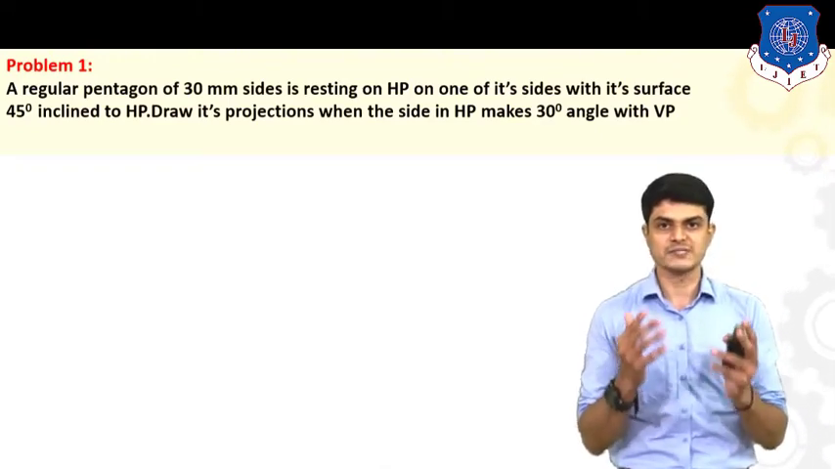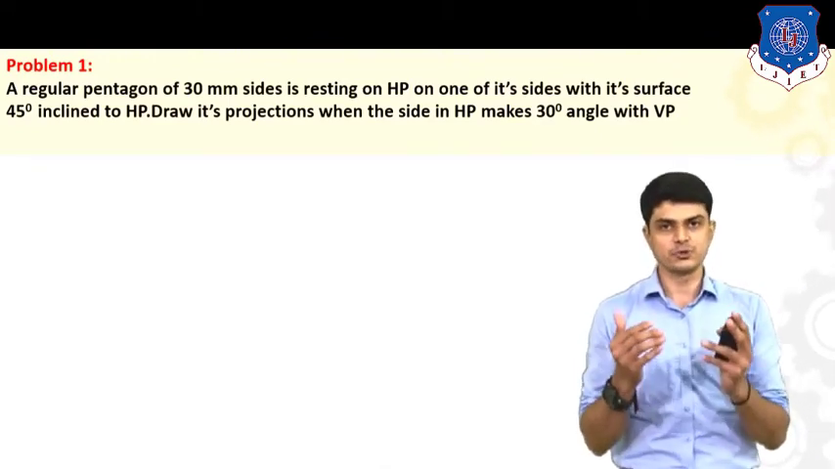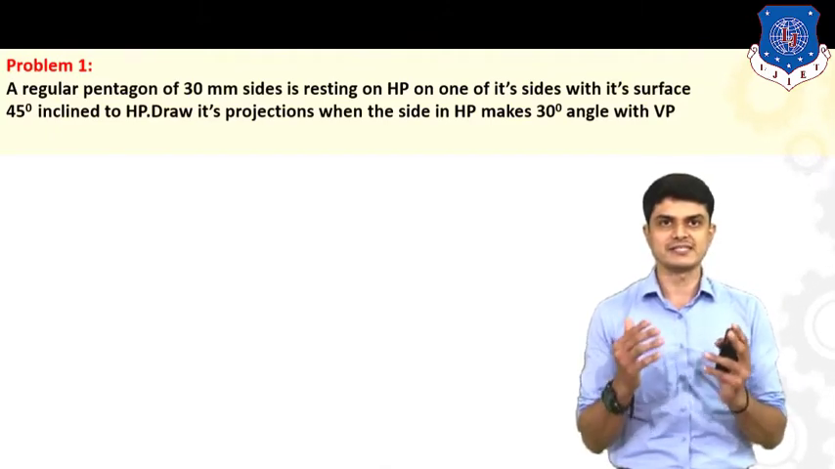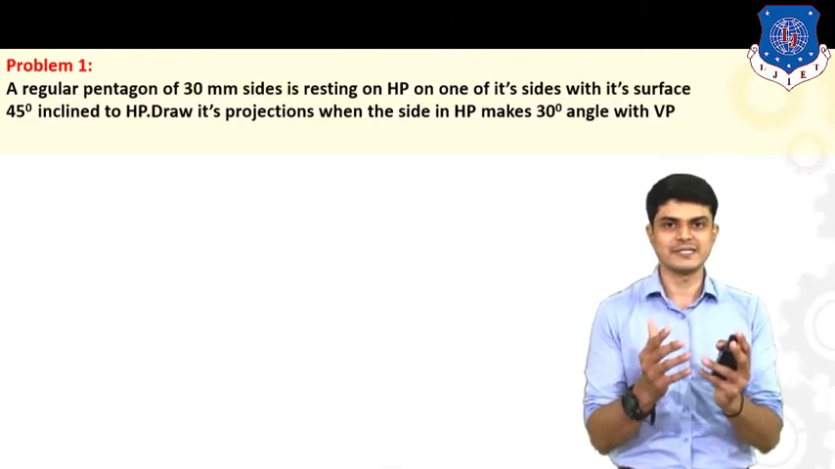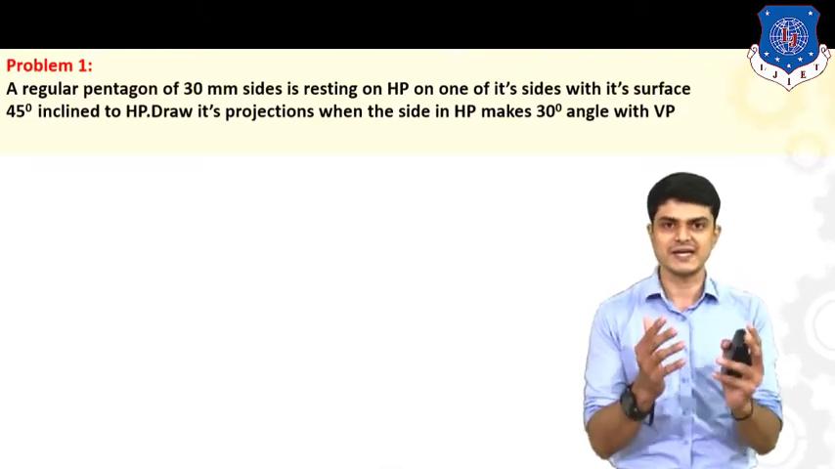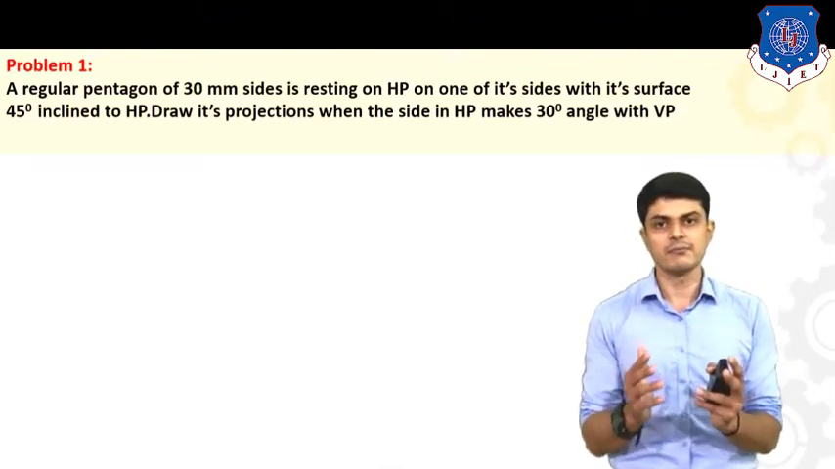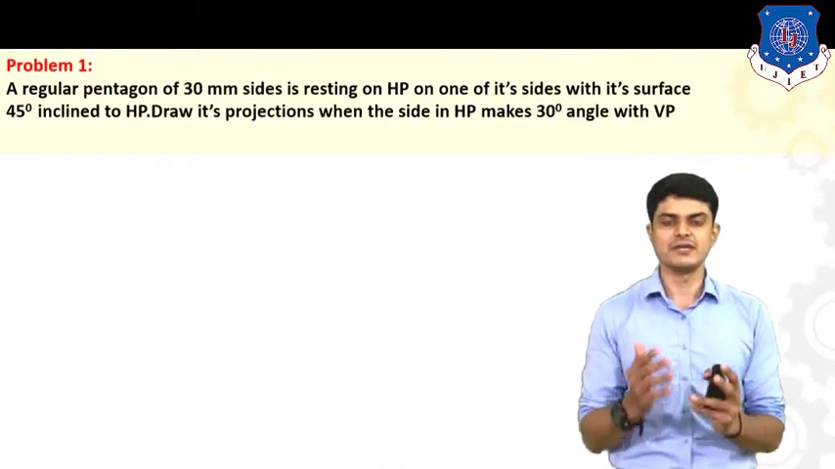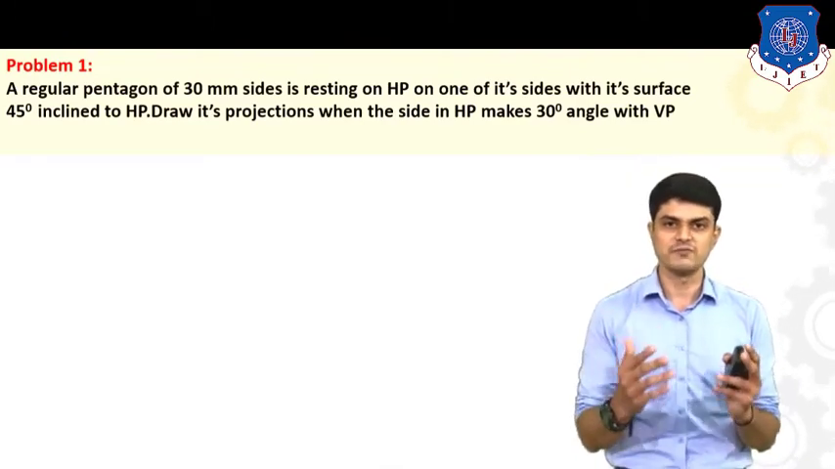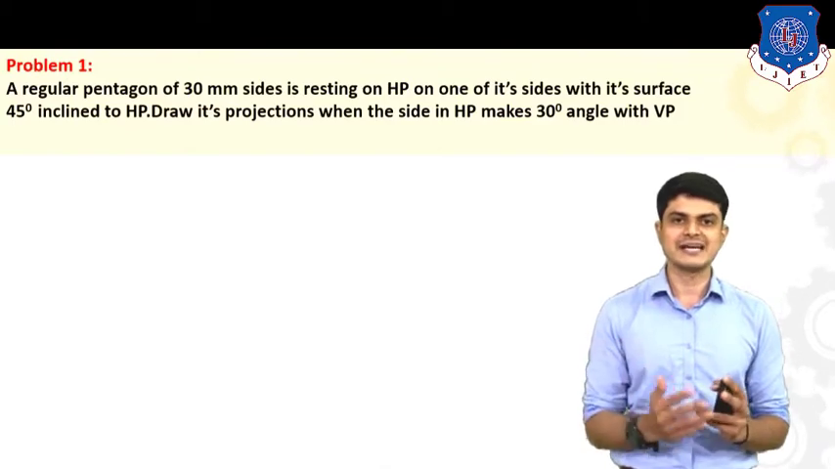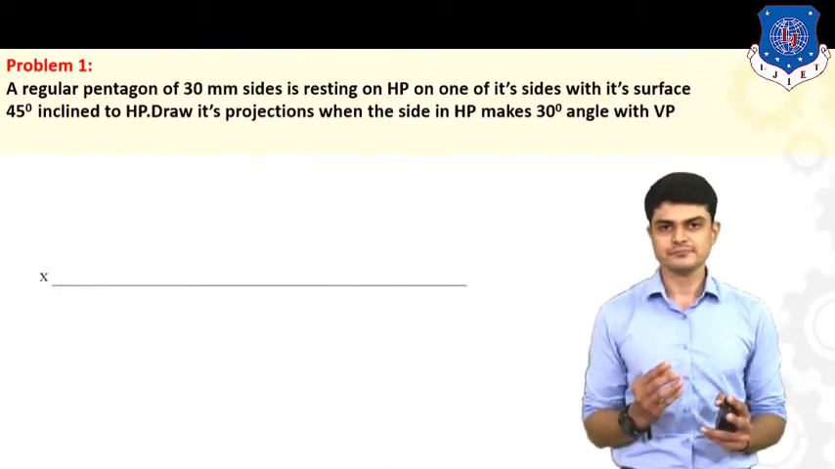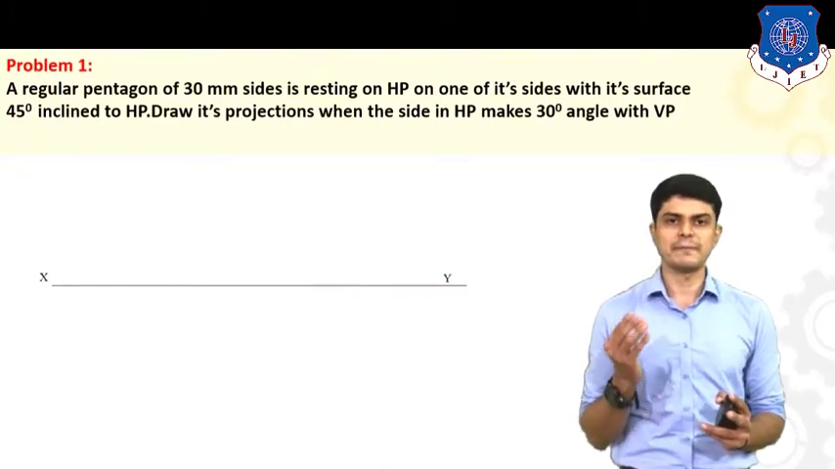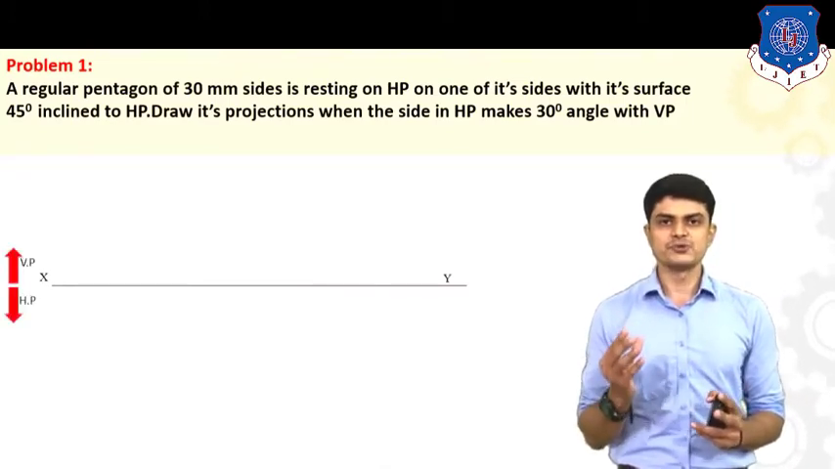That means we should draw this pentagon below the XY line in HP, with one of its sides in HP. So it is resting on its side in HP. That means we should draw the pentagon in such a way that one of its sides comes on the left hand side. Then we have 2 data, one with respect to HP, one with respect to VP. So let us start drawing with the XY line. Let us draw first the XY line. Thereafter we should draw the pentagon in such a way that it rests in HP.